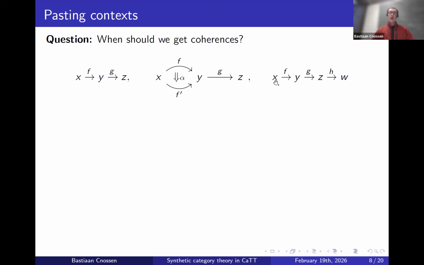And then, thirdly, in a context where I have three composable morphisms, I can compose them in two different ways, putting the bracketing in two different ways. And I want those two 1-cells to be connected by a 2-cell in both directions, like an associator and its inverse.